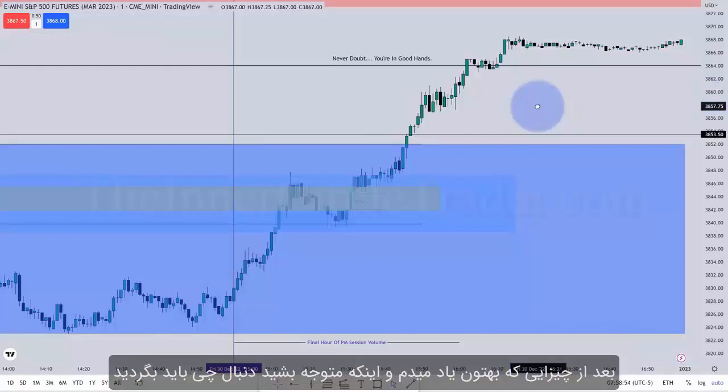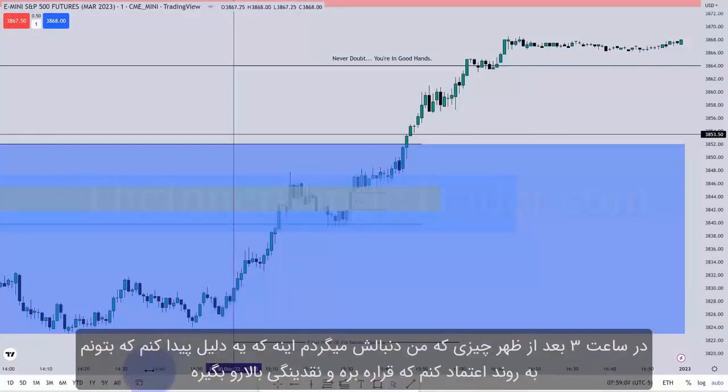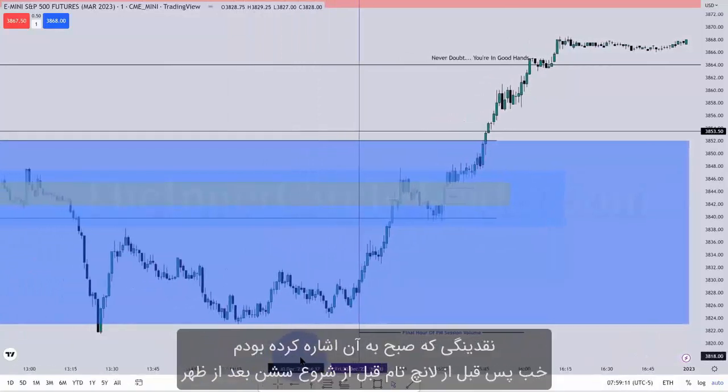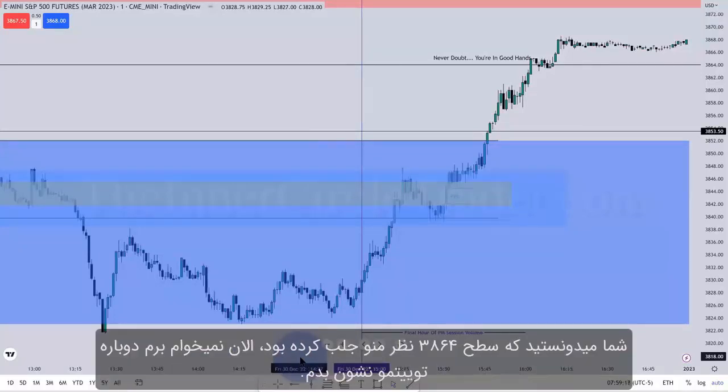What is it you're looking for? Well, we had a buy-side liquidity pool at 38.64. That's what this level is here. At 3 o'clock, what I'm looking for is a reason to trust that it's going to run to a pool of liquidity, which I had already made known publicly in the morning session. So before lunchtime even began in New York time, noon, you all knew my attention was on 38.64.